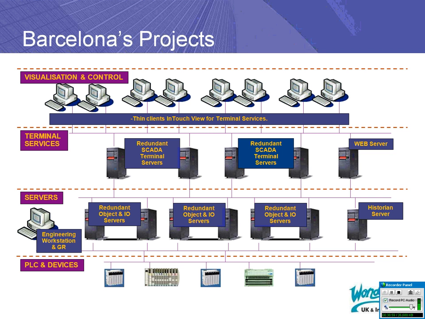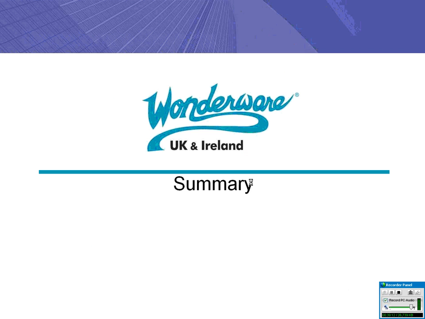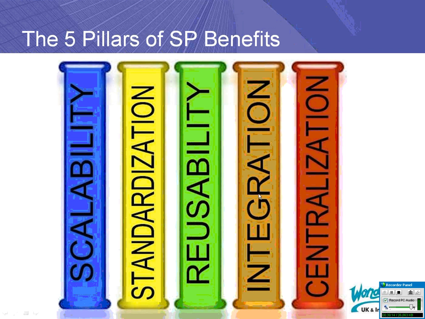This is just an example of the architecture that they used in the Barcelona Airport project, where they're using redundant object servers as well as redundant terminal servers for InTouch. So in summary, we talk about the 5 pillars of System Platform benefits: the scalability, standardization, being able to reuse objects, the integrated system, and how it's centrally deployed and all developed from a central point.